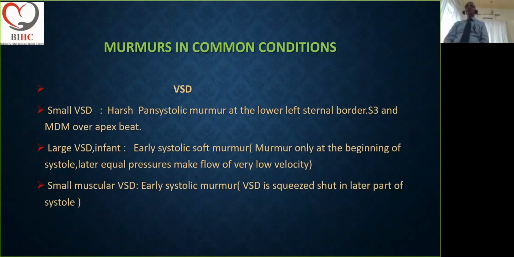If you look at some of the murmurs in common conditions, in a VSD, a small VSD produces a harsh pansystolic murmur at the lower left sternal border, S3 and MDM over the apex beat. In a large VSD in an infant, it's an early systolic soft murmur. With a small muscular VSD, it's an early systolic murmur because the VSD is squeezed shut in later systole.